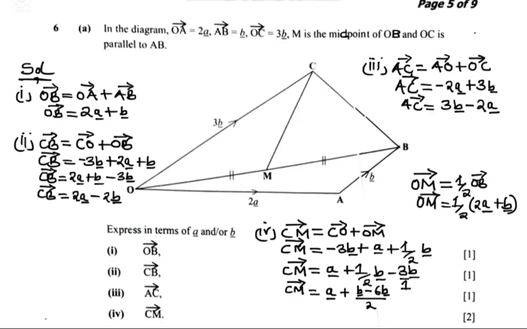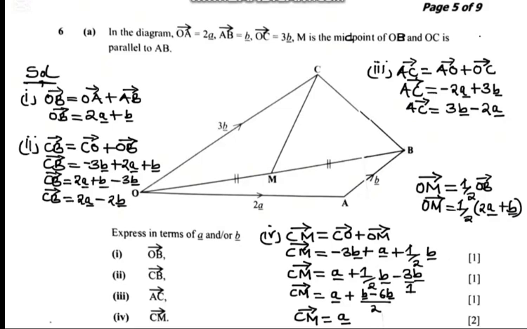So now the answer to this will be CM vector is going to equal A vector, then getting the answer to the fraction, B minus 6B, this gives negative 5B over 2. So minus 5B vector over 2. So that is the solution to this part here, CM vector.